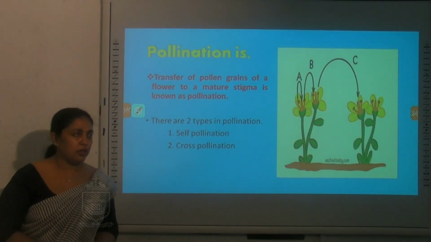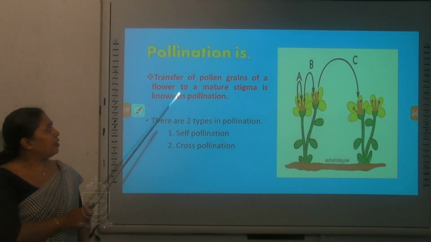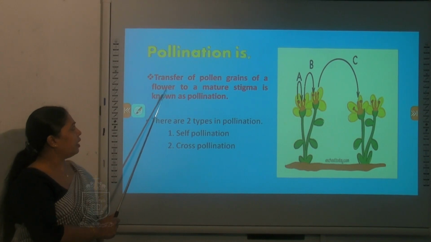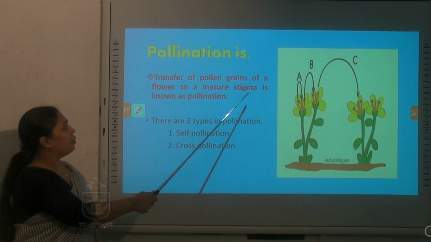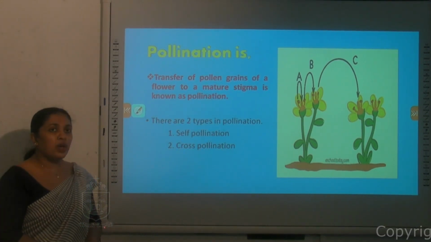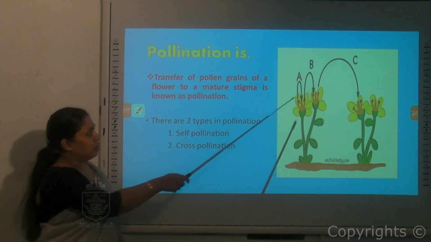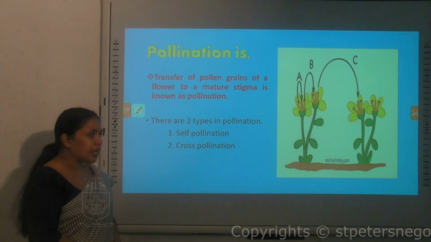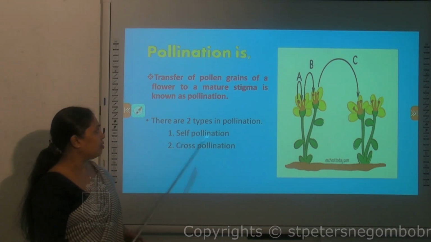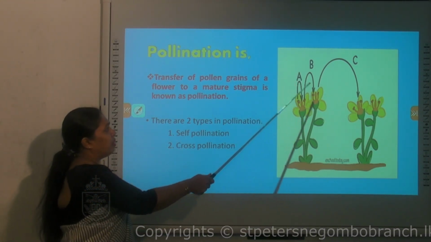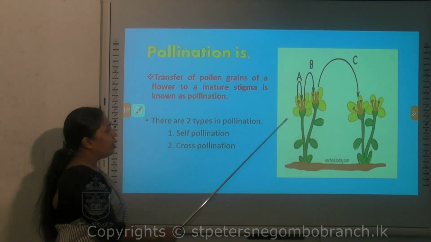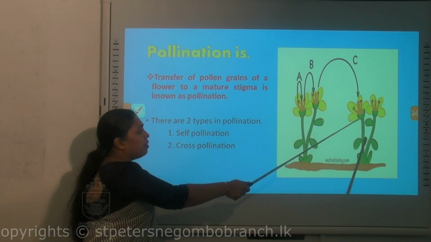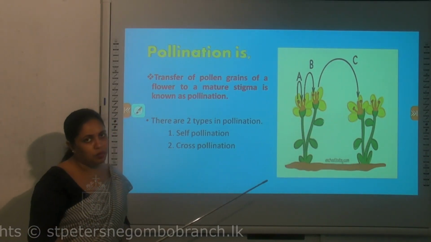So we are going to pollination. Pollination is defined as the transfer of pollen grains of a flower to a mature stigma. There are two types of pollination: self-pollination, maybe the same flower or the same plant, or cross-pollination, which means another flower of the same species.